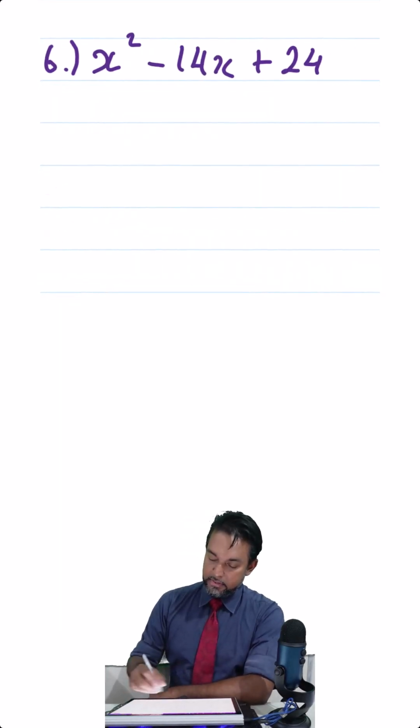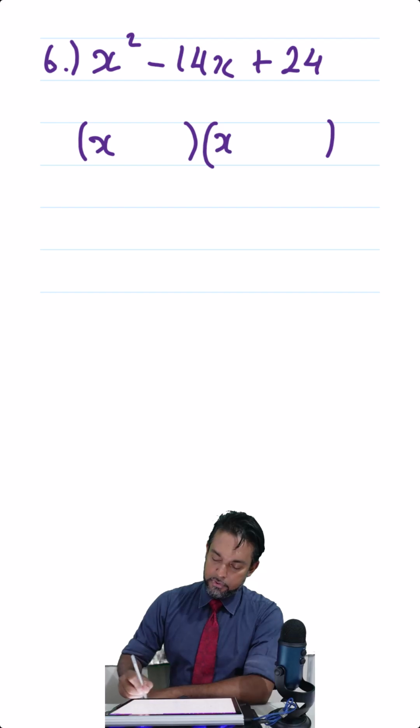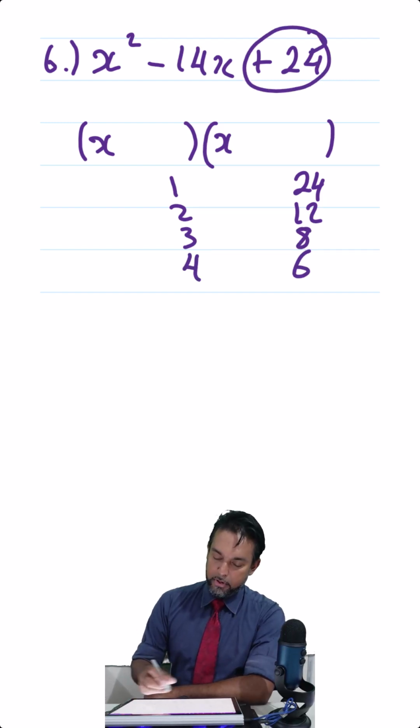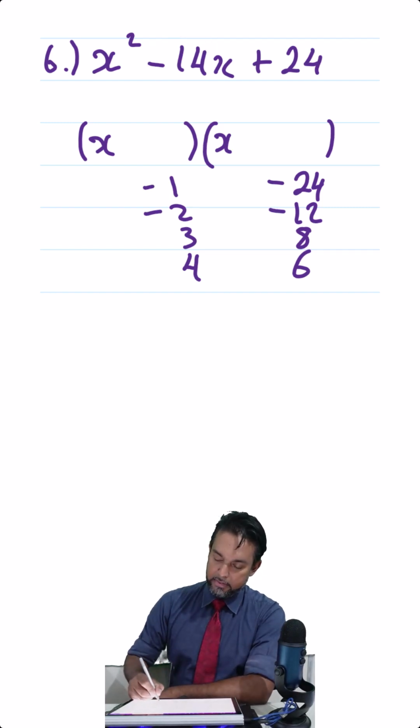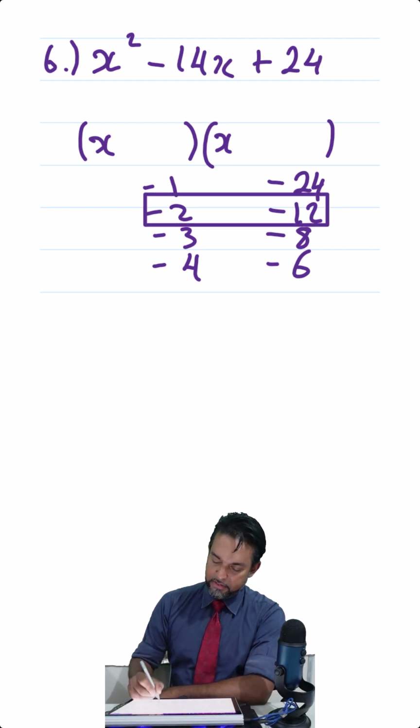And last but not least, x squared minus 14x plus 24. So again, open up your two sets of brackets, put the x term first. To get 24, it's 1 by 24, 2 by 12, 3 by 8, or 4 by 6. Now again, a positive product means that the factors are going to have the same sign. A negative sum means that sign will be negative. They're all going to be negative because a minus by a minus is a plus. And when you examine your pairs of factors, what we will see is that -2 plus -12 will give us -14. And of course, when you multiply them, will give us +24.